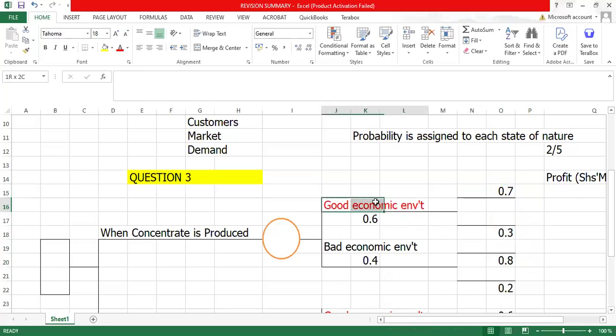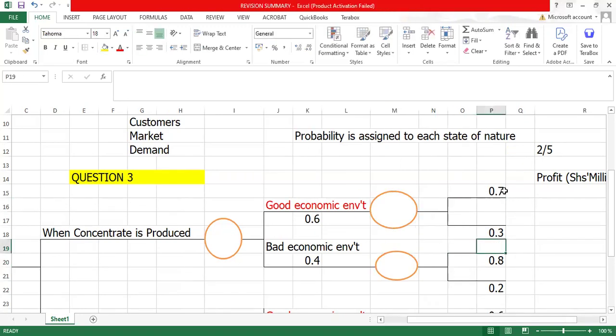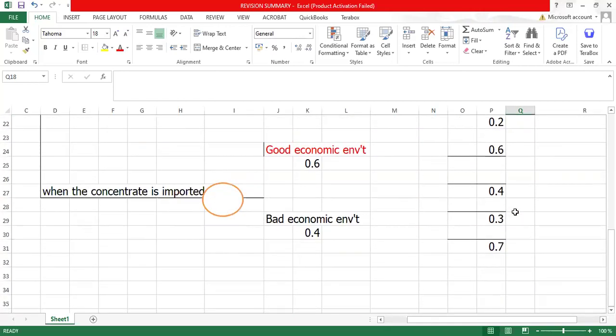So where you have good economic environment, before putting 0.7 and 0.3, here you are going to put a circle, and also you put here a circle. So this is what I'm trying to mean. For you to present this 0.7, it must start from a circle because it's a state of nature. Also this 0.6, it must start from a circle because it's a state of nature. Okay? When someone is marking you, he must be in a position to see this.